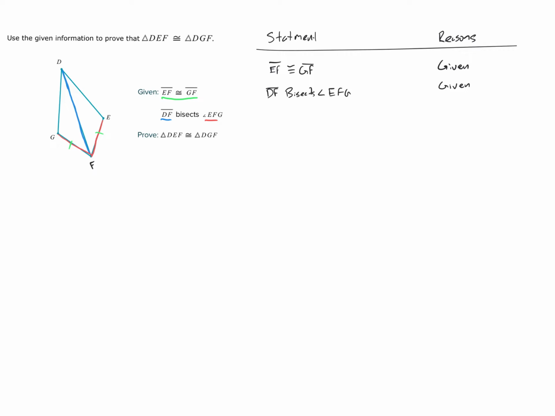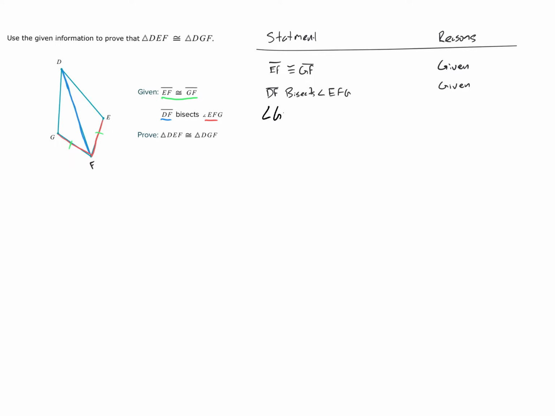Here's another proof. It says use the given information to prove that these two triangles are the same. So again, I've highlighted this EF is the same as GF, and this blue line bisects this red angle. So I've gone ahead and inserted those givens into there. Now when it means that it bisects an angle, it means that this red angle is cut into two congruent parts.